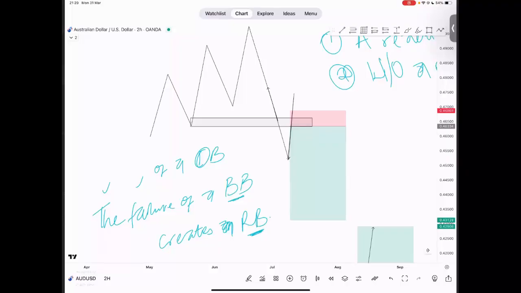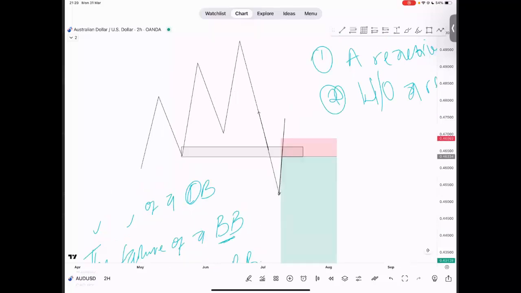Remember how a breaker block is created. The failure of other blocks creates breaker blocks. Now, the failure of these breaker blocks creates what? Reclaimed blocks. Of all of them, the reclaimed blocks are of highest probability. They are up there when it comes to the hierarchy of PDRs. The failure of other blocks creates a breaker block, and the failure of a breaker block creates reclaimed blocks, right?